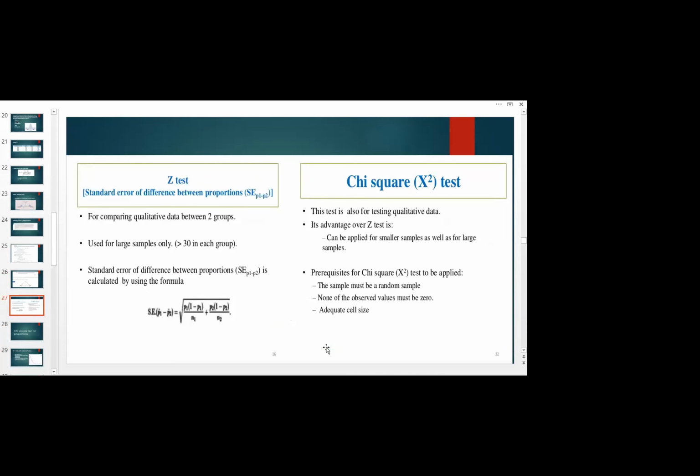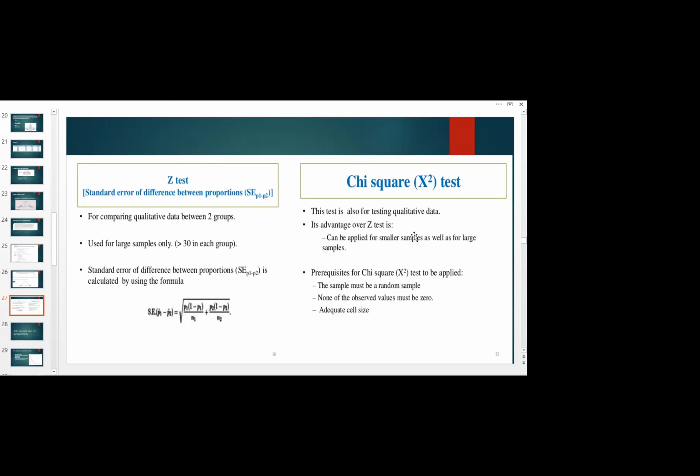Now, this is the difference between Z-test for proportions and chi-square test. We use Z-test for comparing qualitative data between two groups, only used for large sample sizes when there are more than 30 in each group. Standard error of difference of proportion is calculated by the formula, and it is important that the variances of the sample should be known.